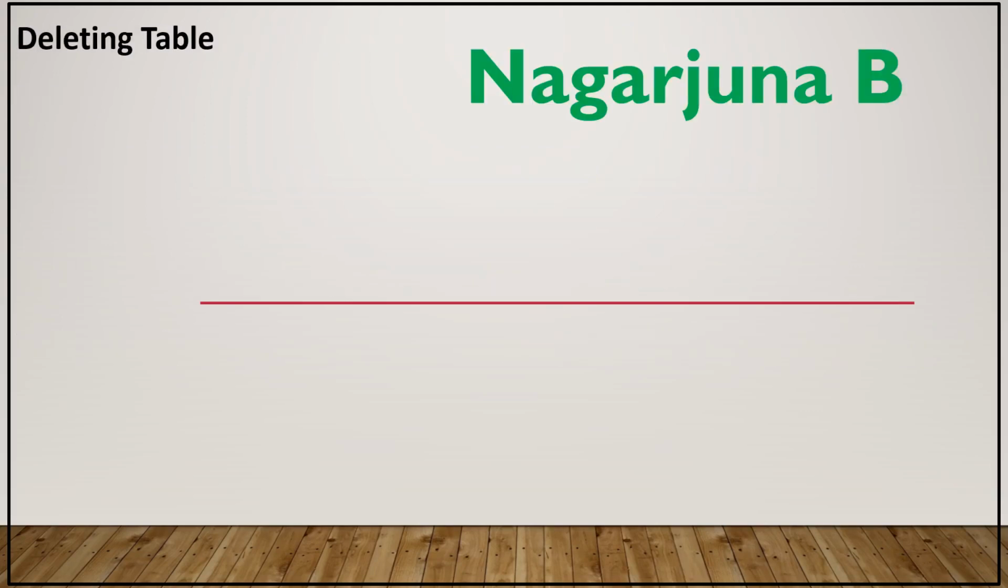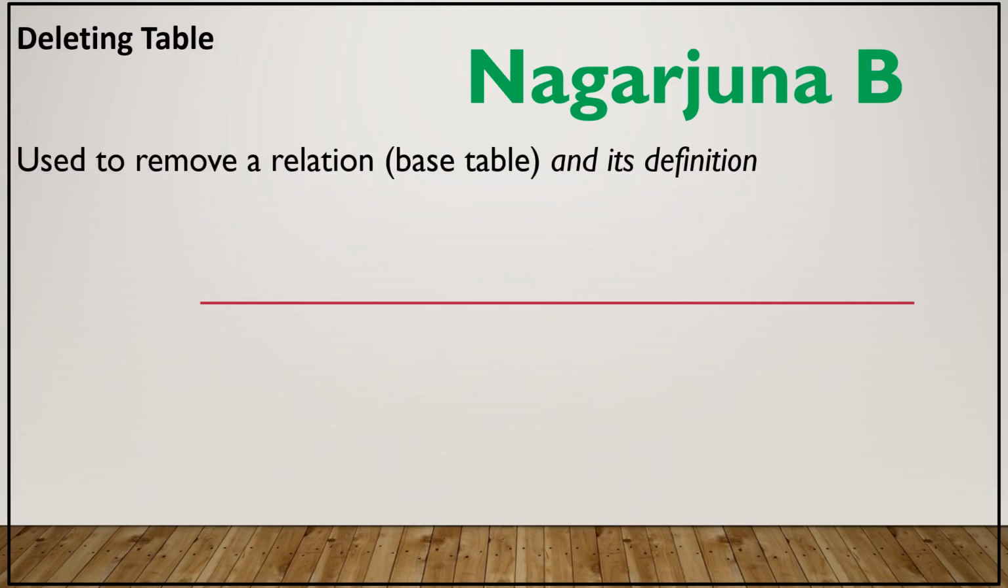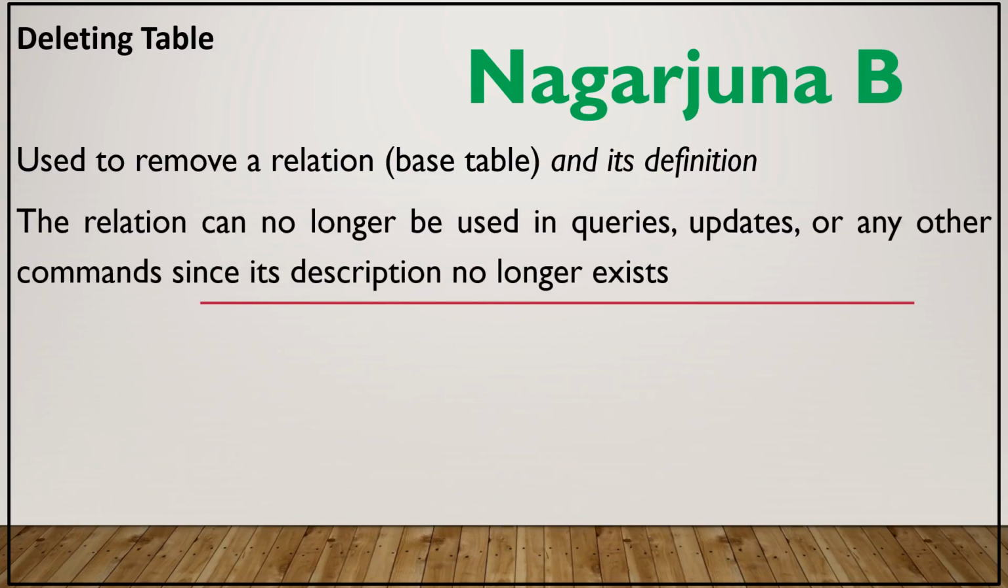Deleting a table means that whatever table has been created, we want to delete that particular table, and that can be done by using the command called drop table. Deleting a table is used to remove a relation or a base table and its definition. The relation can no longer be used in queries, updates or any other command since its description no longer exists.